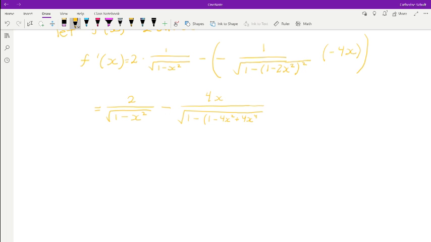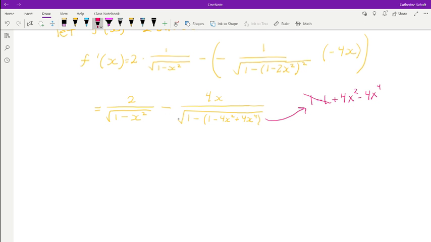All right, so let's see. I'm going to do a little side work right there. So we have 1 minus 1 plus 4x squared minus 4x to the fourth, right? Getting rid of the parentheses. That goes away. So we have 4x squared minus 4x to the fourth.